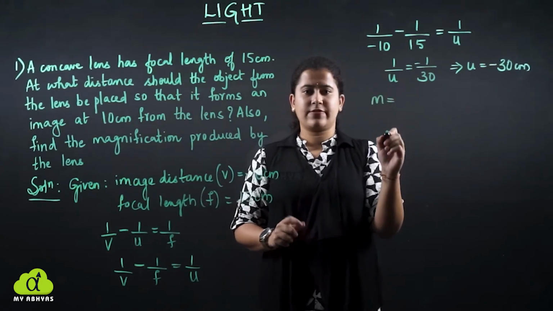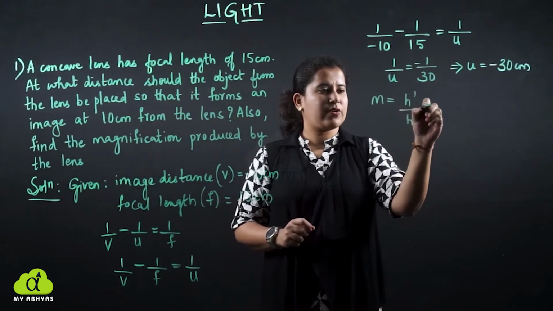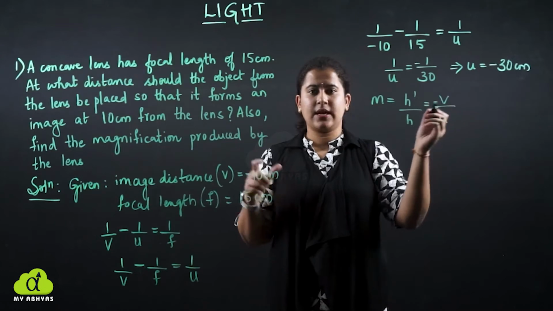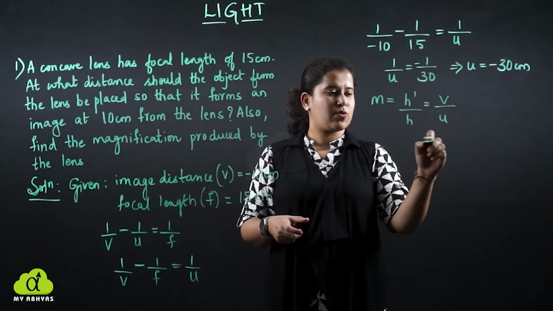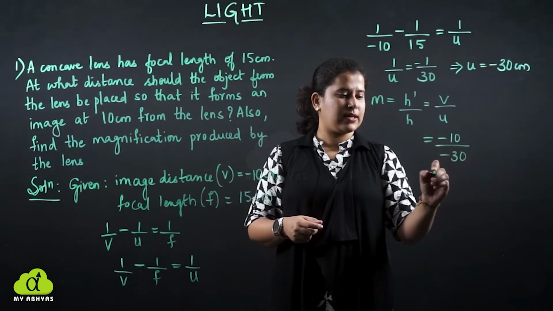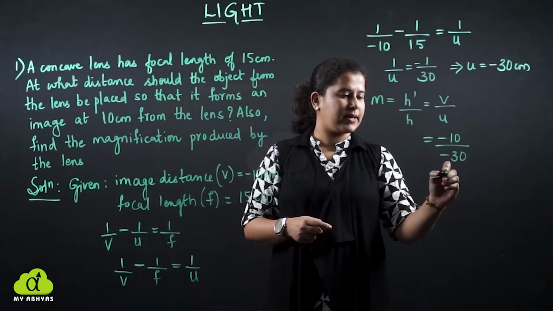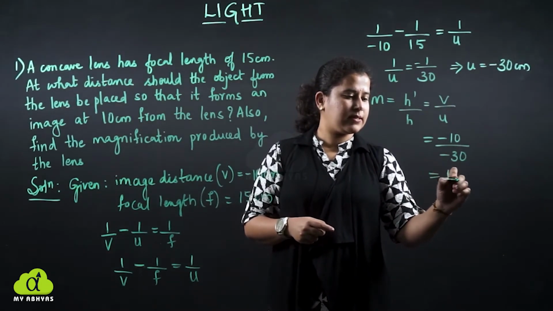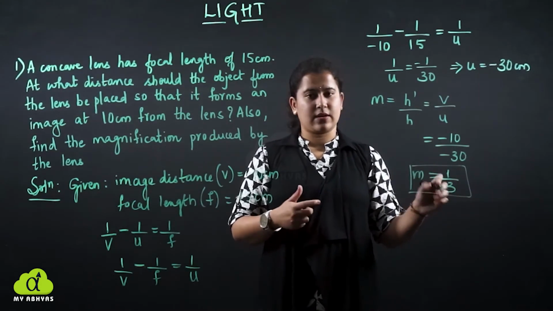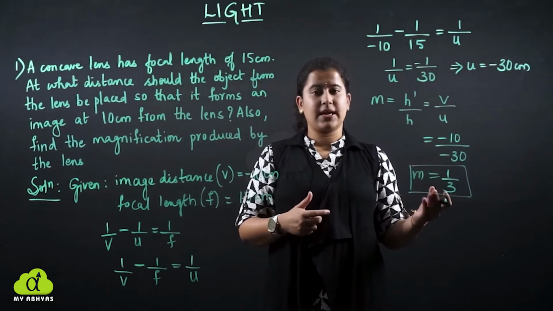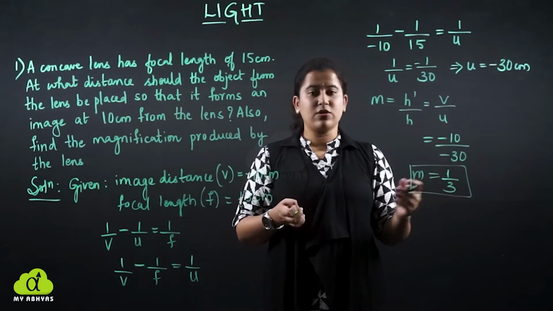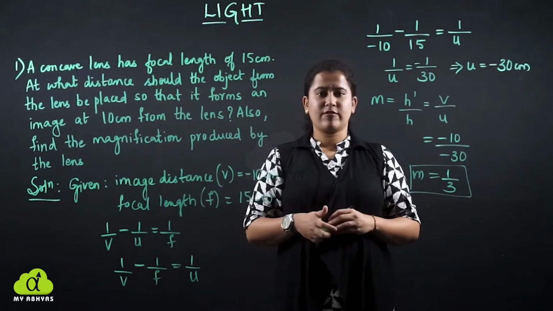So magnification m is given by nothing but h dash divided by h, or you can take it as v by u. Okay, so the object is minus 30 centimeter, image is minus 10 centimeter. So v value is minus 10 and u is minus 30. So I'll get the answer as 1 by 3. That is, the magnification is 1 by 3, and you can also take the decimal form, that is it may come around 0.333. So this is how you have to solve the questions.